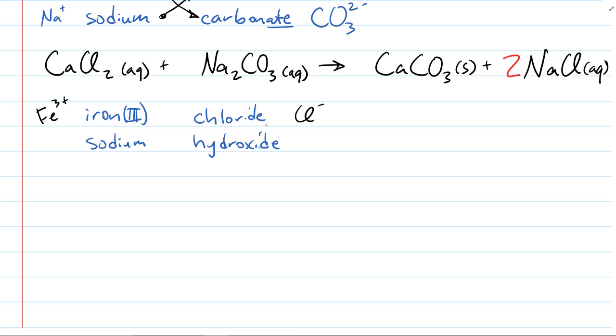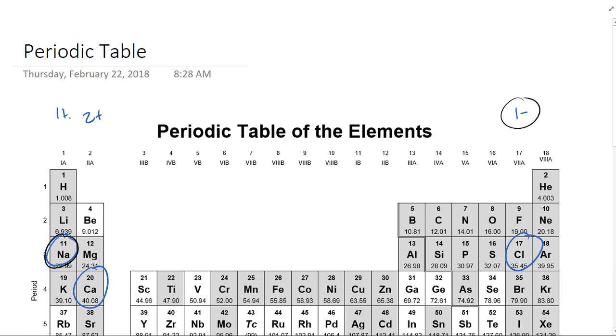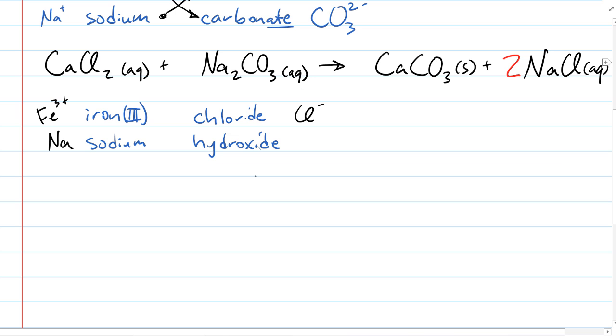Sodium is Na with a charge of 1 plus. And hydroxide is going to be one of those we memorized, with a charge of 1 minus. Okay, so now we write out our reactants. Iron 3 chloride.